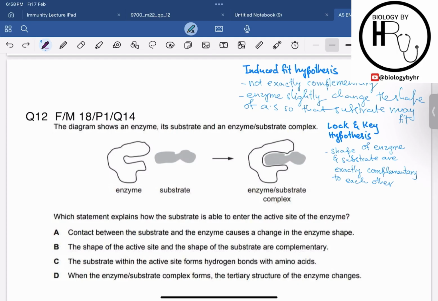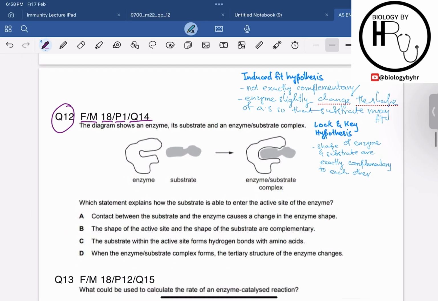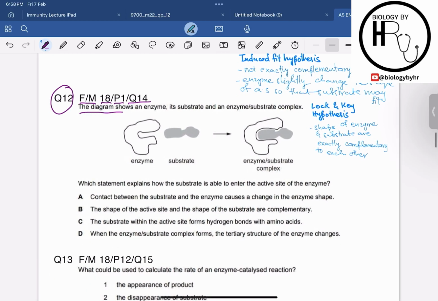Alright, so now let's move on to question number 12 over here. It is from February-March 2018, paper 1, question 14. It says that the diagram shows an enzyme, its substrate and an enzyme substrate complex. This is an enzyme over here. This is the substrate and this is the enzyme substrate complex.